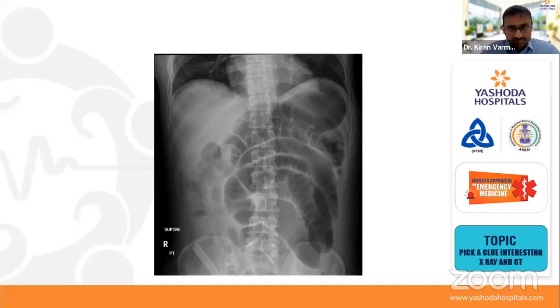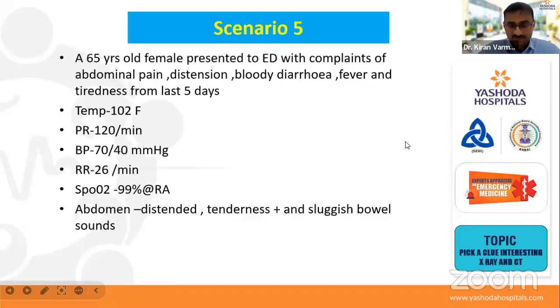Cecal obstruction. You can see the valvulae conniventes. Very good. You can see it, right? The circular lines, one line traveling across the lumen. See here also you can see small lines. These are the lines. This is how you will differentiate.